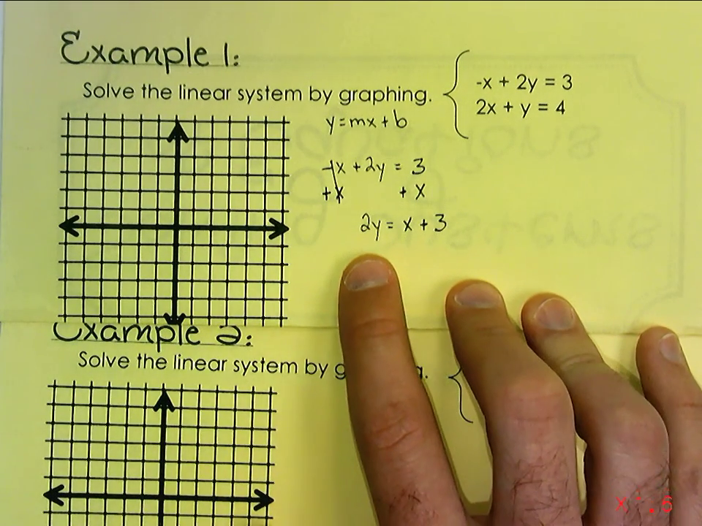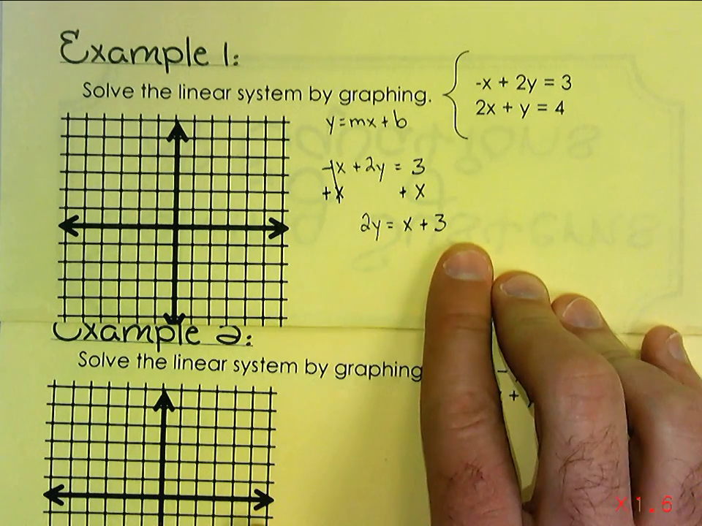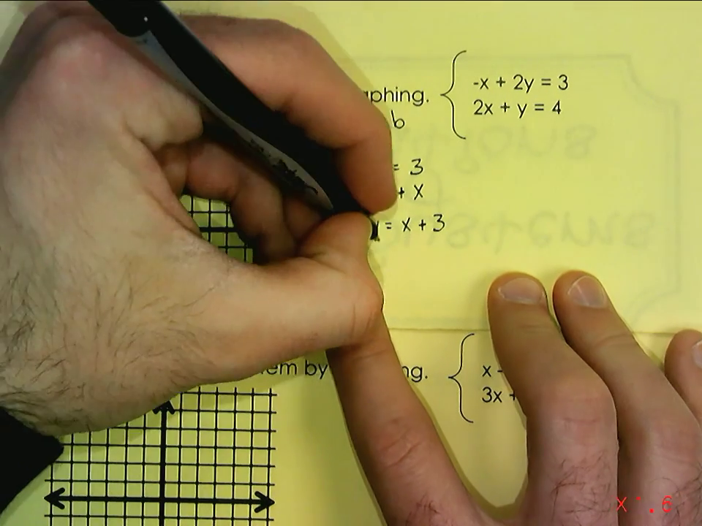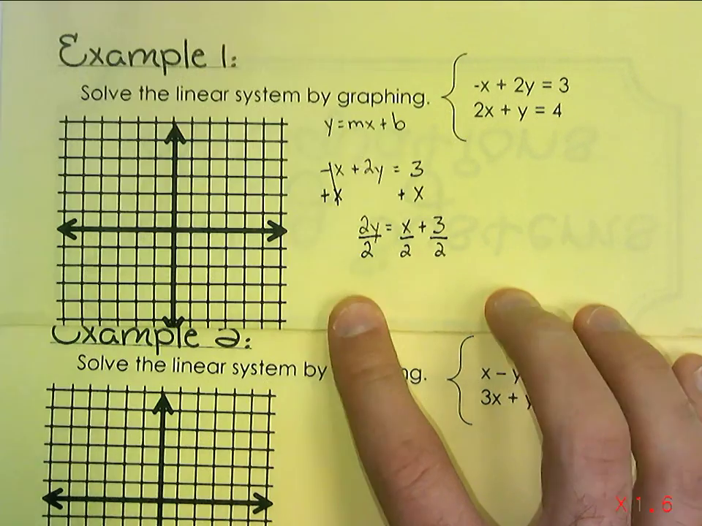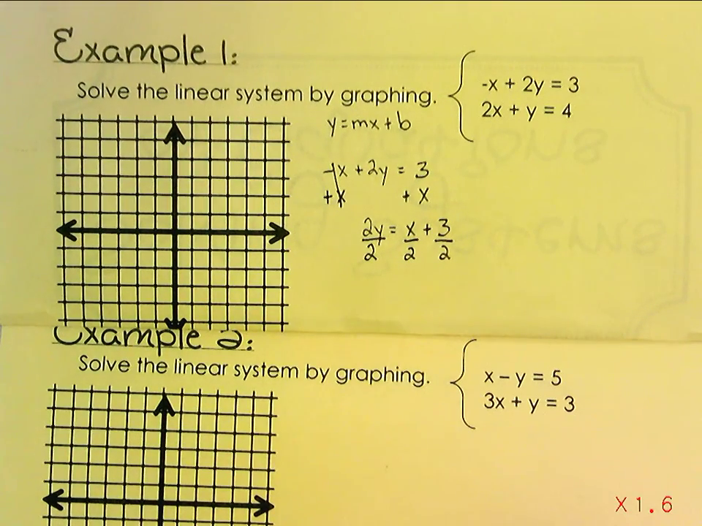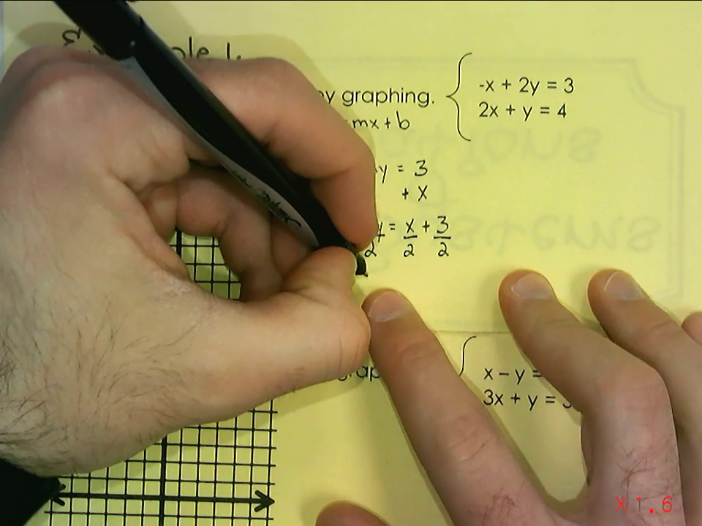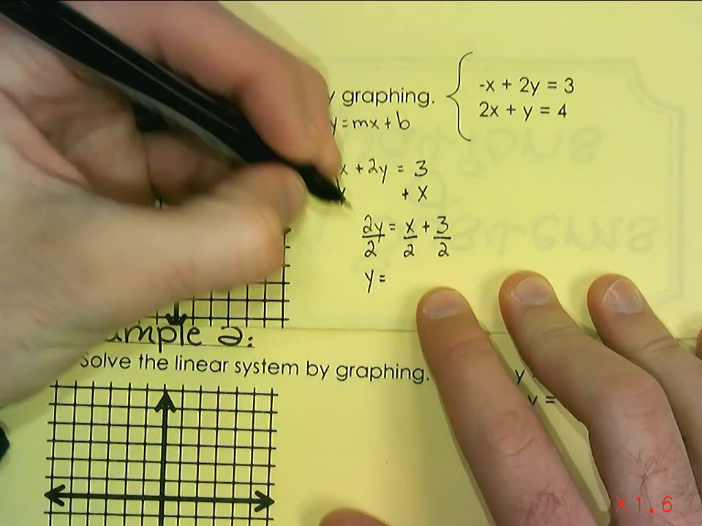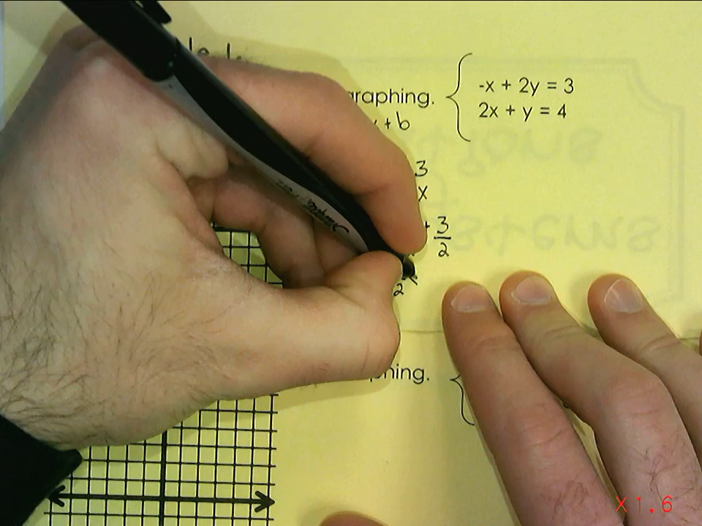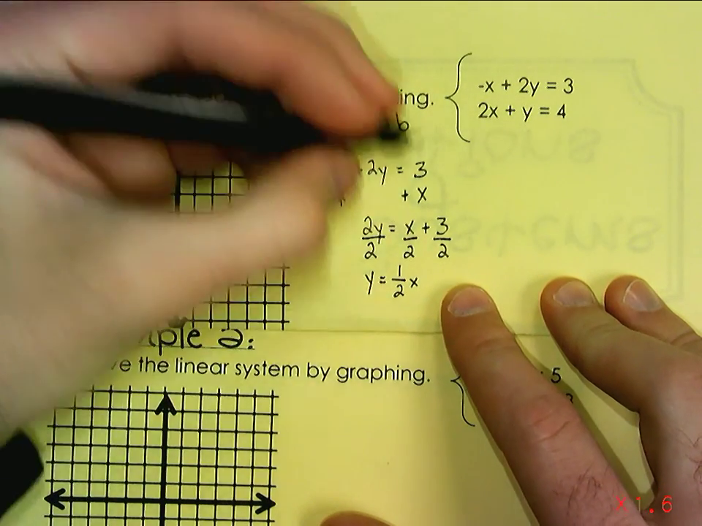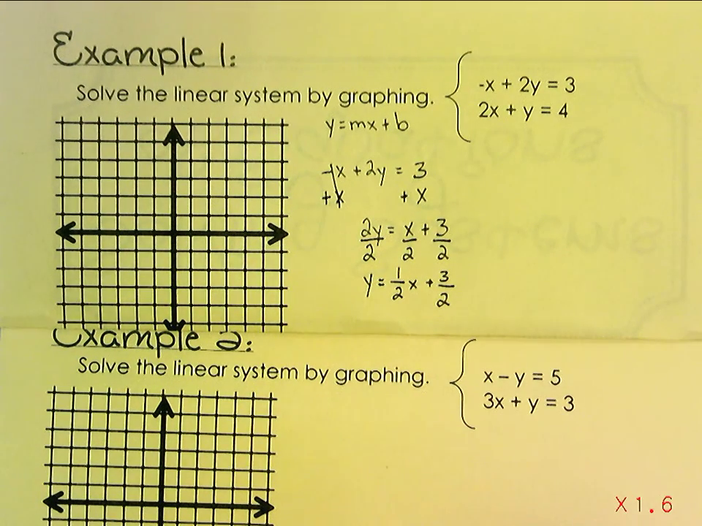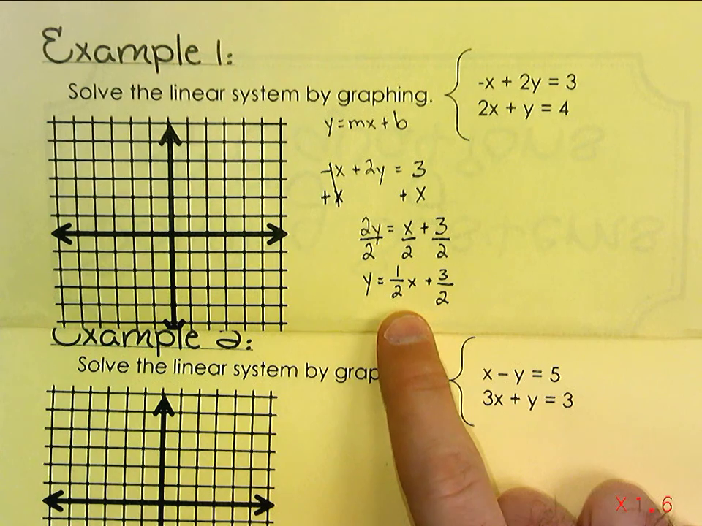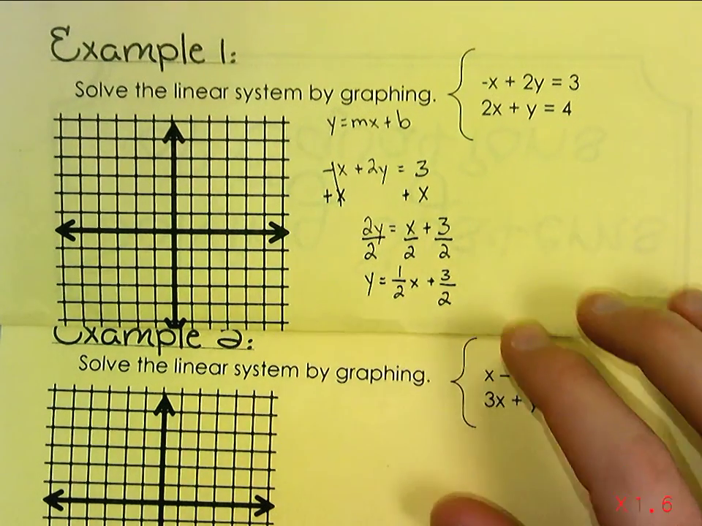And now what we'll have to do is divide everything by 2 in order to get y by itself. Divide by 2, divide by 2, divide by 2. So what we'll end up having here then is y equals 1/2 x plus 3/2, or that's 1.5. So this one's going to be a bit goofy, but we'll make it work. So that's our first line, switched over from standard form to slope-intercept form.